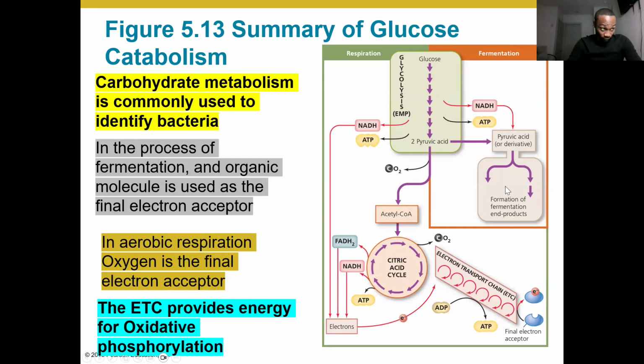Remember this chart right here, because you'll see it again. Remember that this part is glycolysis. This is the citric acid cycle. This is the electron transport chain. And if you don't have oxygen, this process right here is fermentation.